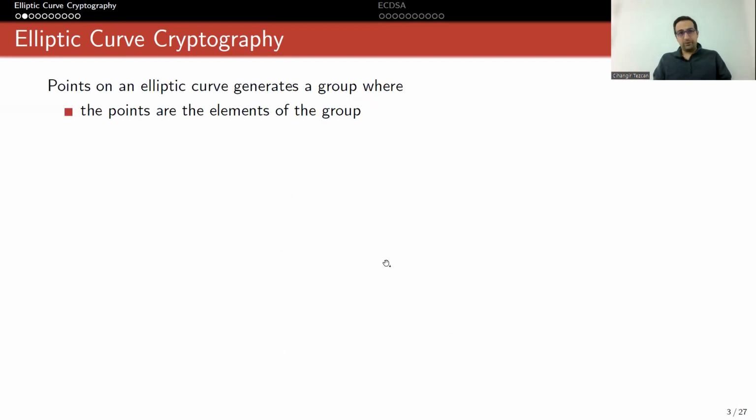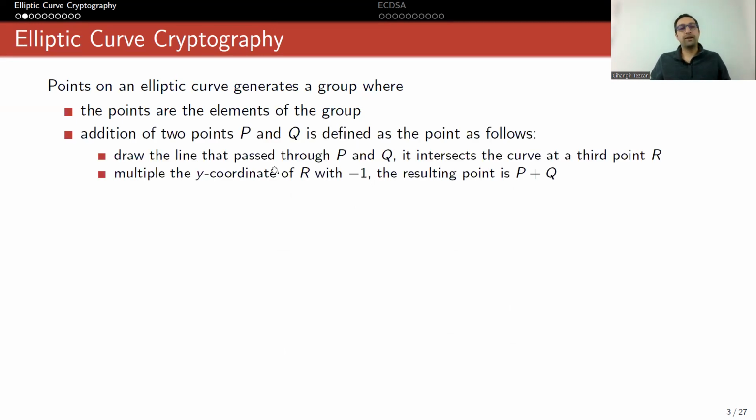So let's see why it is important for cryptography. Points on an elliptic curve generate a group where the points are the elements of the group. Addition of two points P and Q is defined as follows. Draw the line that passes through P and Q. It intersects the curve at a third point R. Multiply the y coordinate of R by -1, which means just take the reflection with respect to the x-axis. The resulting point is P plus Q.